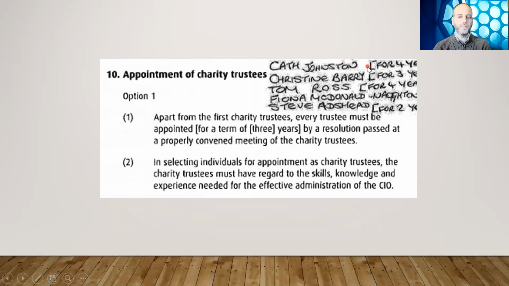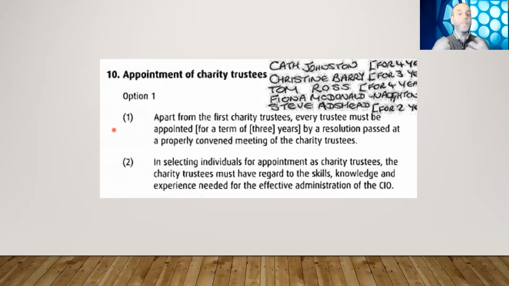So Kath was appointed for 4 years, Christine for 3, Tom for 4, and so it goes. And the question becomes, well, why were they appointed for different lengths of time? What's that about? Because the constitution of the charity has designed within it an encouragement for what's called succession, which means it's trying to stop the board becoming stale and stagnant.